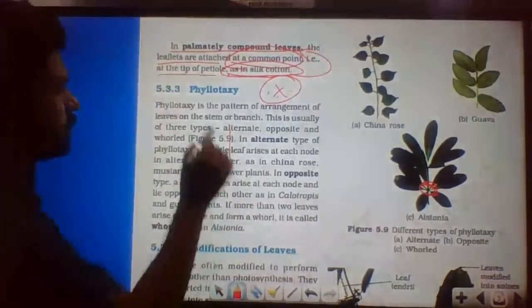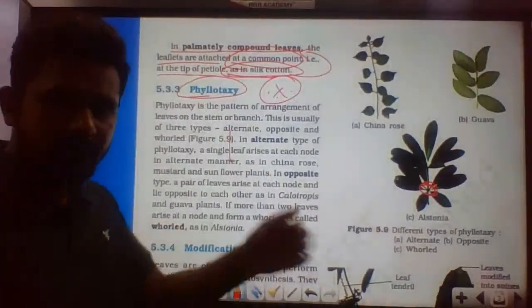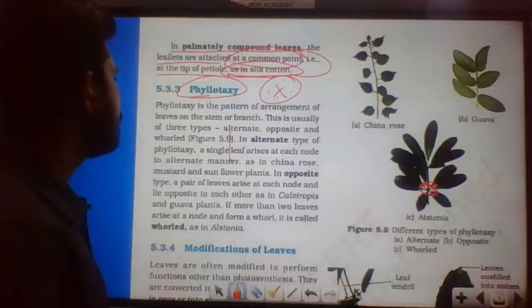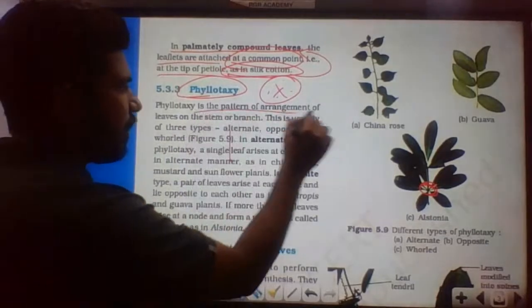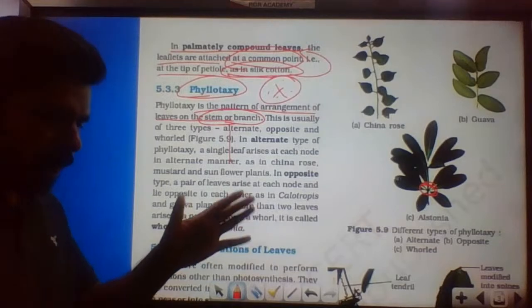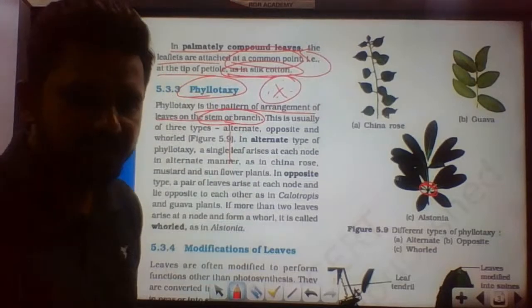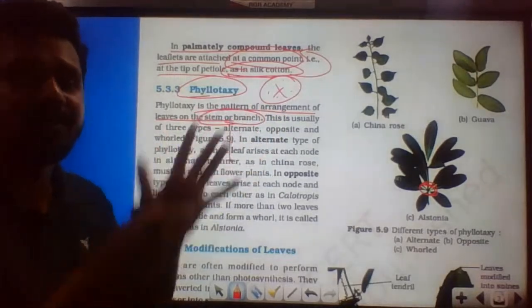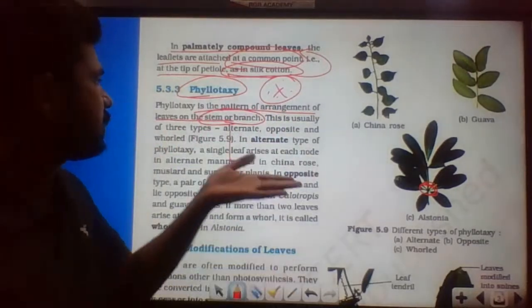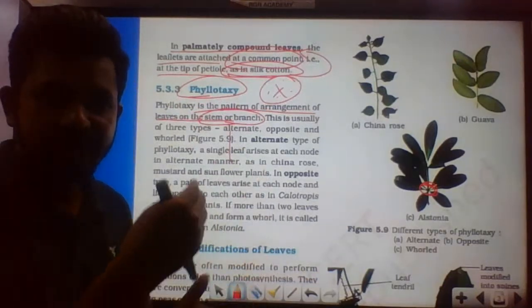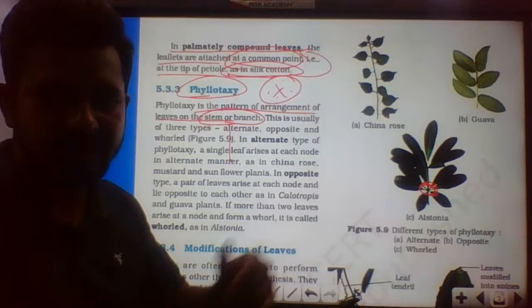Okay, so next one is phyllotaxy. Another topic which comes under leaf is phyllotaxy. Phyllotaxy is the pattern of arrangement of leaves on the stem or branches. Simply, how the leaves are arranged on the stem or branches, that is called phyllotaxy. We can expect questions on which plants have which type of phyllotaxy.